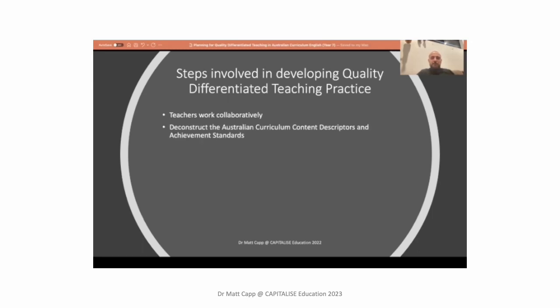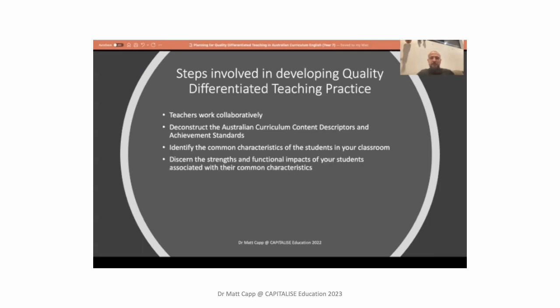The next step is that teachers collaboratively need to deconstruct the Australian curriculum in terms of the content descriptors and the achievement standards. Once they've deconstructed those, they need to identify the common characteristics of the students in their classroom. Once they've identified the common characteristics, they need to discern the strengths and functional impacts associated with those common characteristics. Then, knowing the strengths and functional impacts of their students, they need to identify teaching strategies that are explicitly tied to their students' strengths and functional impacts.